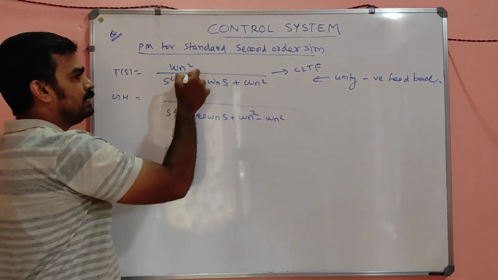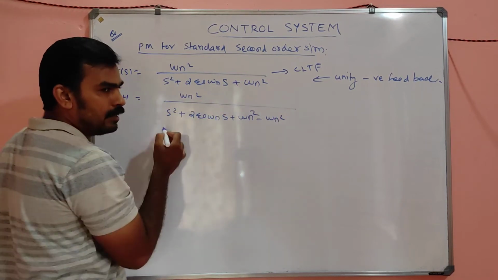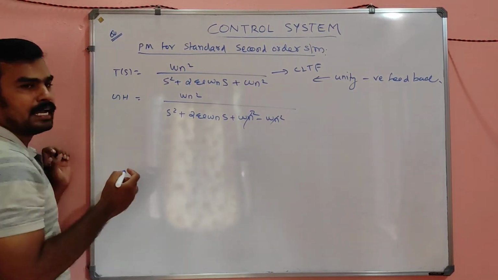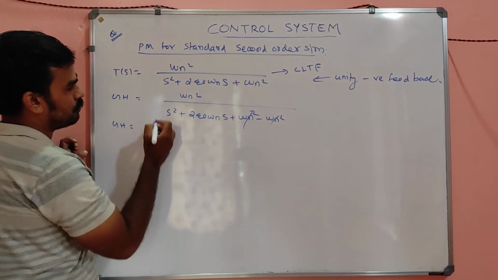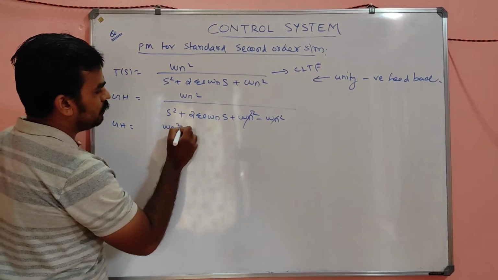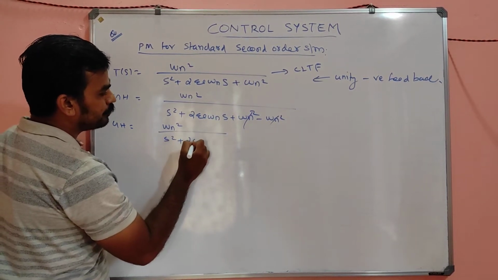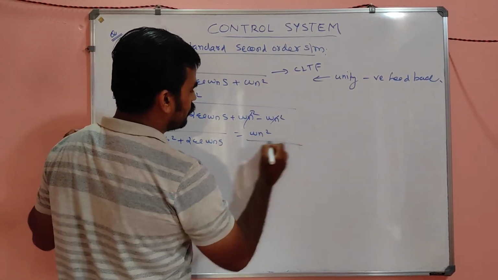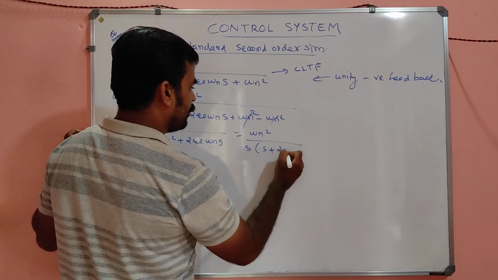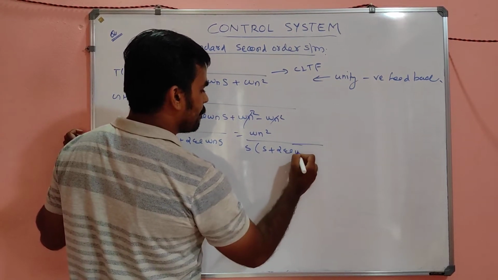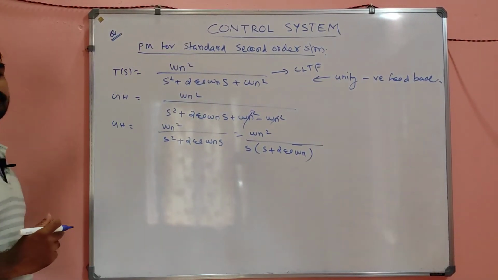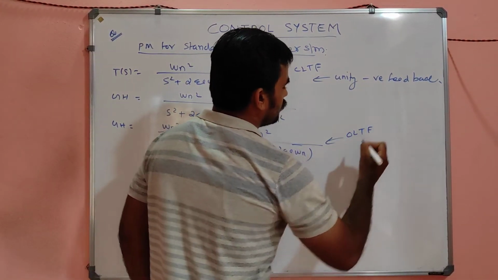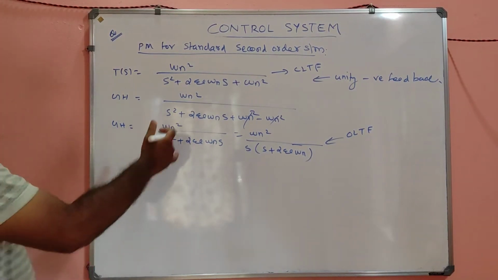Okay, keep the numerator like this and make a new denominator which is nothing but old denominator minus numerator, that's all. Omega cancels, so GH, the open loop transfer function, will be equal to omega n square divided by s into (s plus 2 zeta omega n). This is nothing but the open loop transfer function. Now easily we can do this.